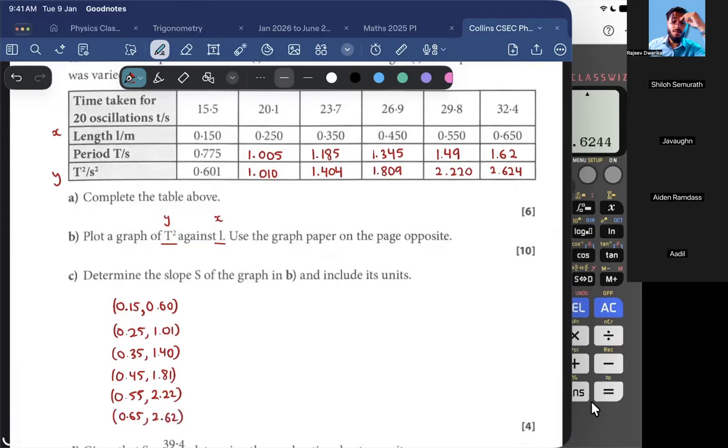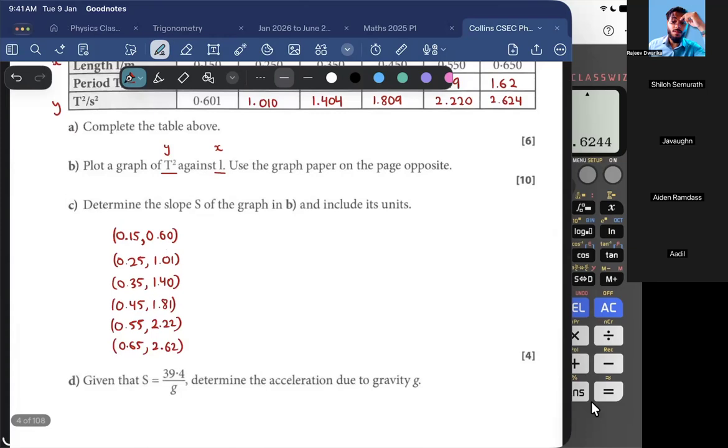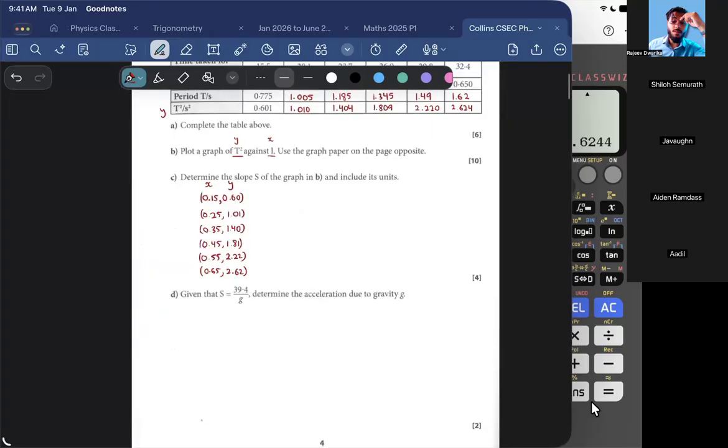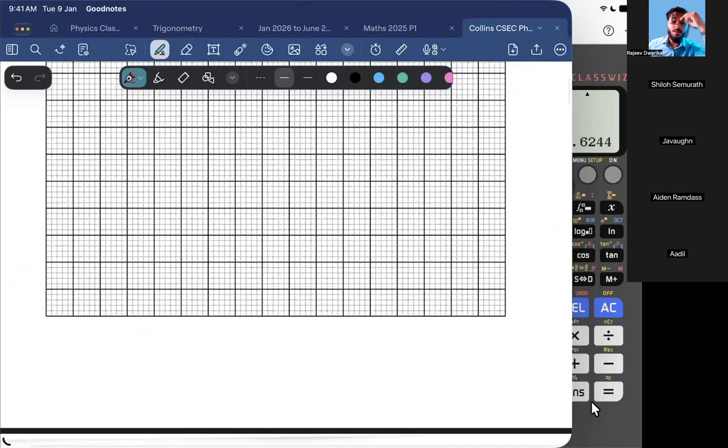Right. So Adil, you're going to help me come up with the x-axis scale, and Javon, you're going to help me come up with the y-axis scale. But I don't think y'all should have any problems. Adil, what is the biggest value I have to go up to on the x-axis? 0.65. Alright, and that's approximately 0.7, right? But let me just call it 7.